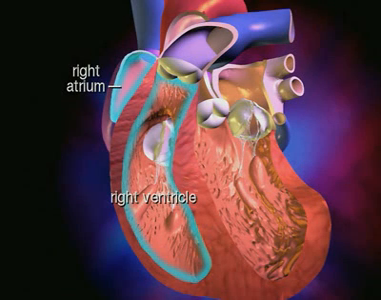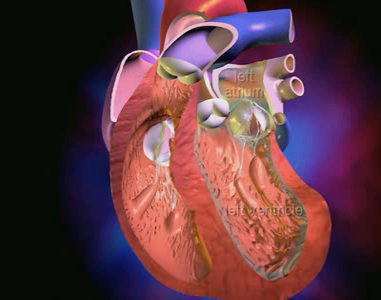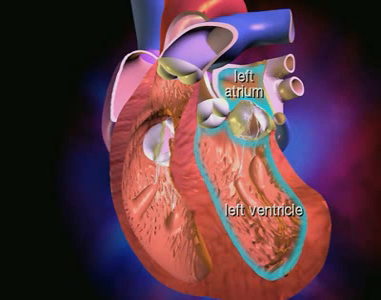The right side comprises the right atrium and right ventricle. These chambers collect oxygen-poor blood and pump it to the lungs, where oxygen is replenished. The left side of the heart comprises the left atrium and left ventricle. These chambers collect and pump the oxygen-rich blood to the body.